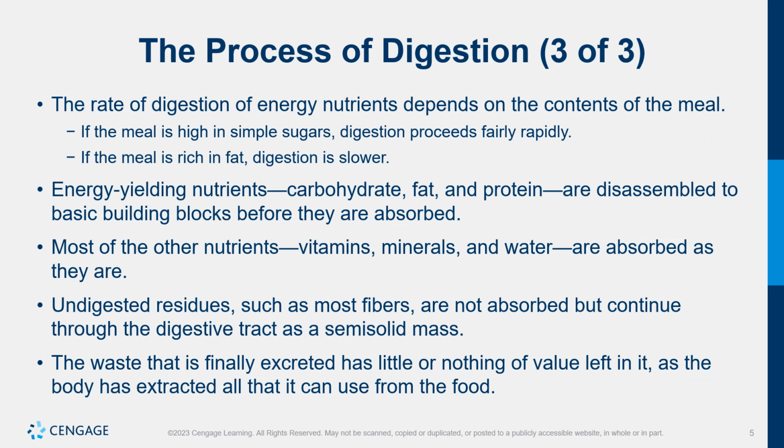The rate of digestion depends on the contents of the meal. A meal that is really high in simple sugar or simple carbohydrate digests very quickly. That's because it's relatively easy to digest simple sugars and carbohydrates because there's not much breaking apart to do. If the meal is rich in fat, however, you can start to understand how a lot more is going on with the emulsification of fat and the enzymes needing to mix with it. So therefore, a meal that is rich in fat is slower to digest.